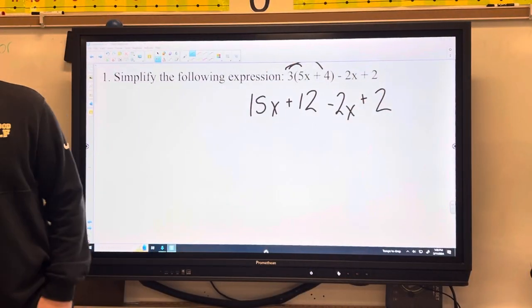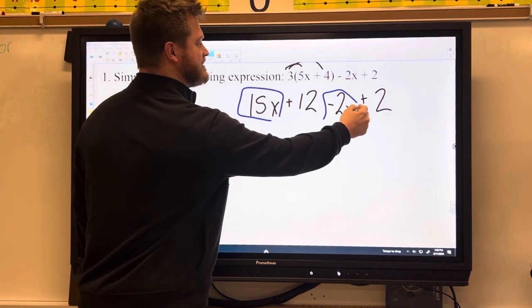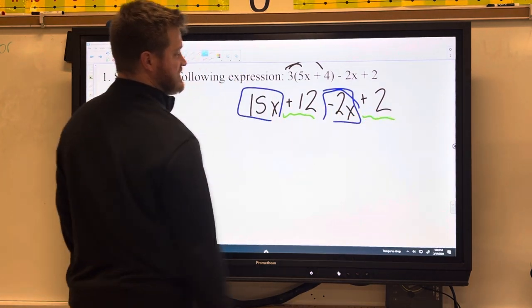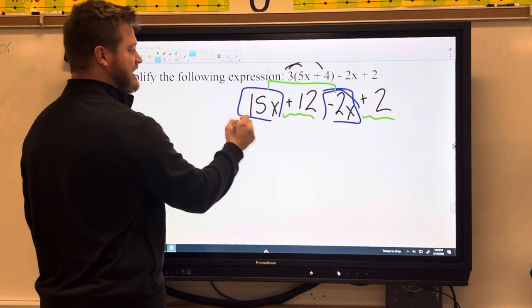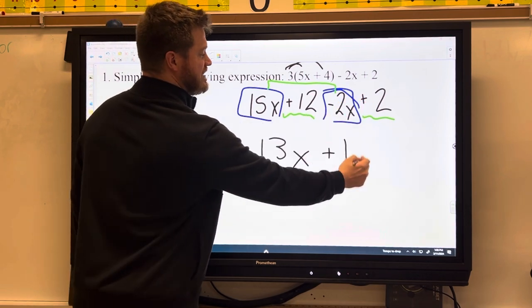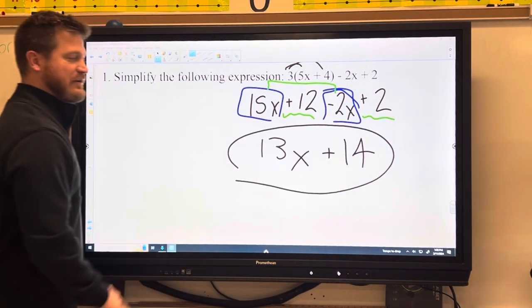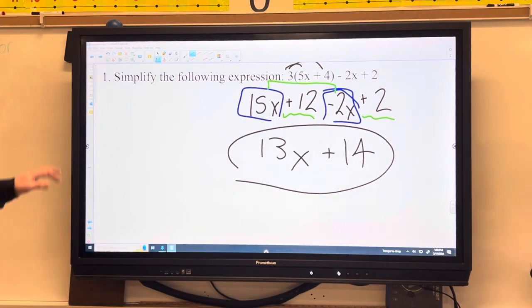Now we can combine like terms. I have 15x minus 2x. Then I have a positive 12, positive 2. Looking at my x's, 15x minus 2x is 13x. 12 plus 2 is 14. There is your answer: 13x plus 14, or 14 plus 13x is also correct. Give yourself a pat on the back if you got that one correct.